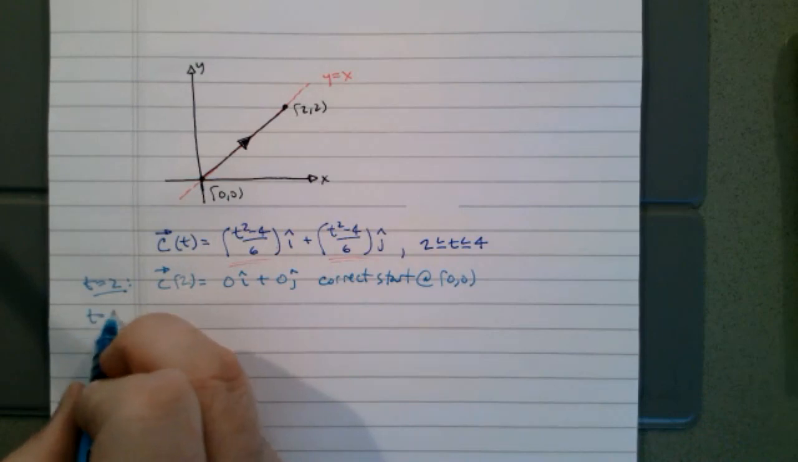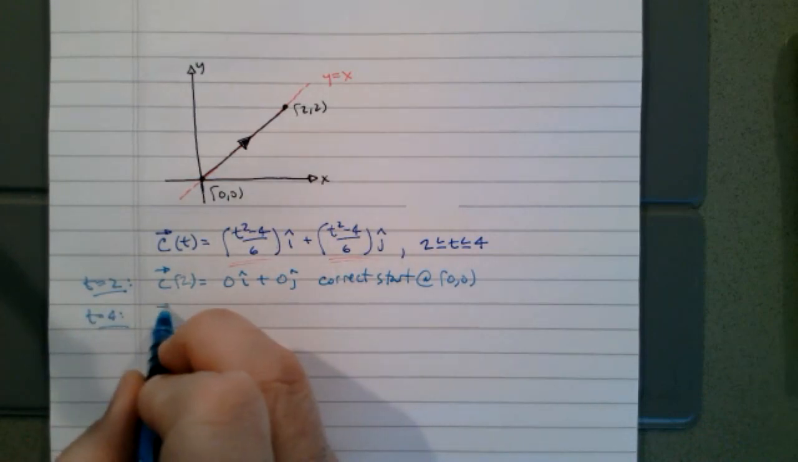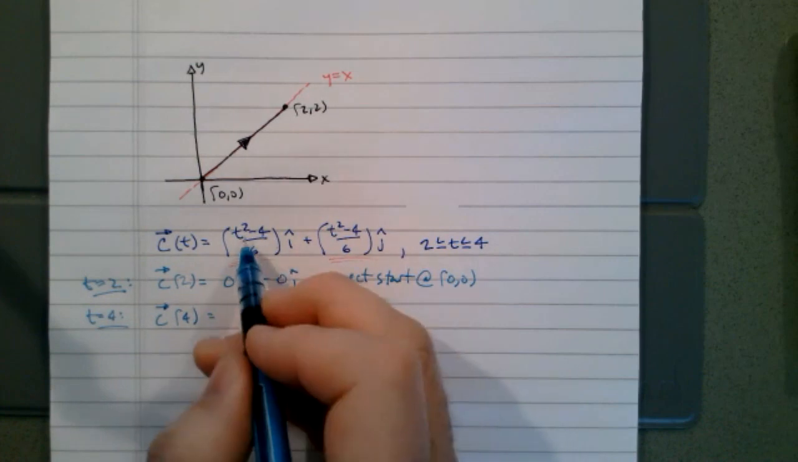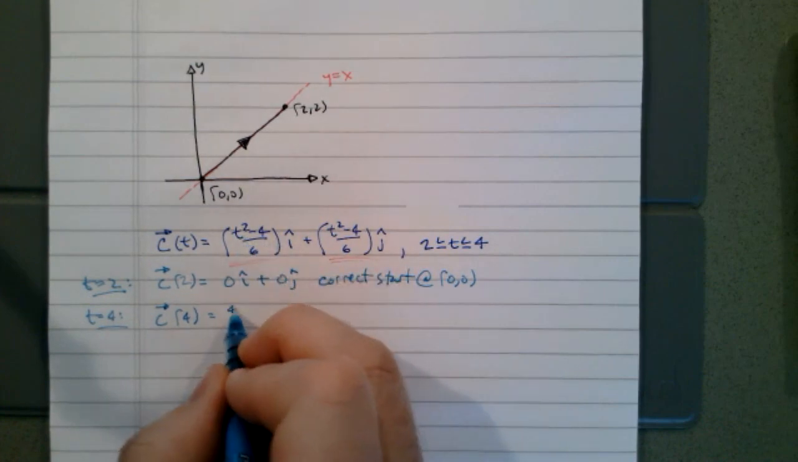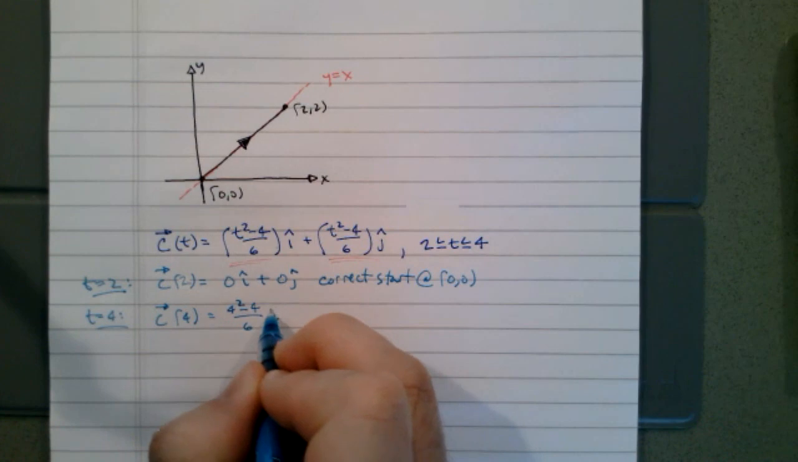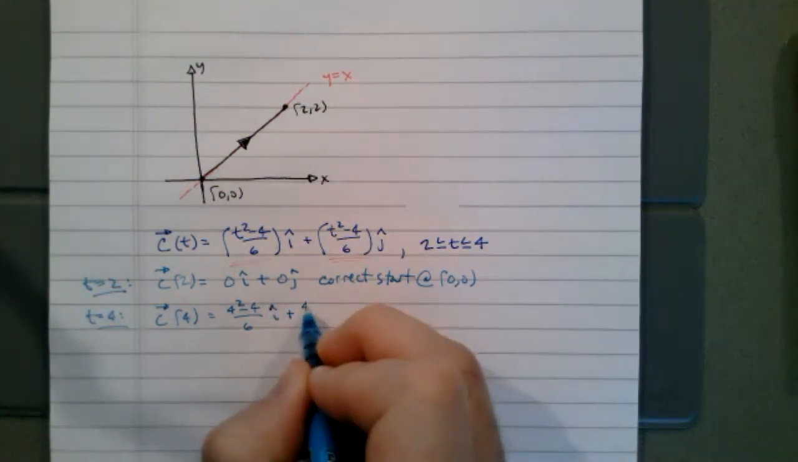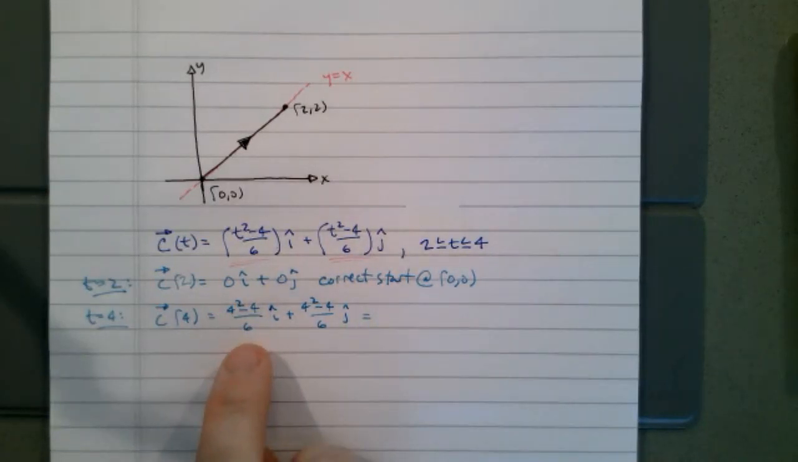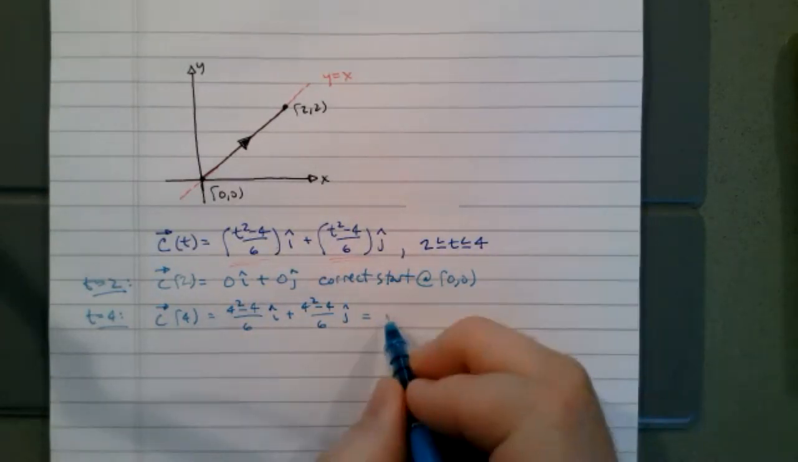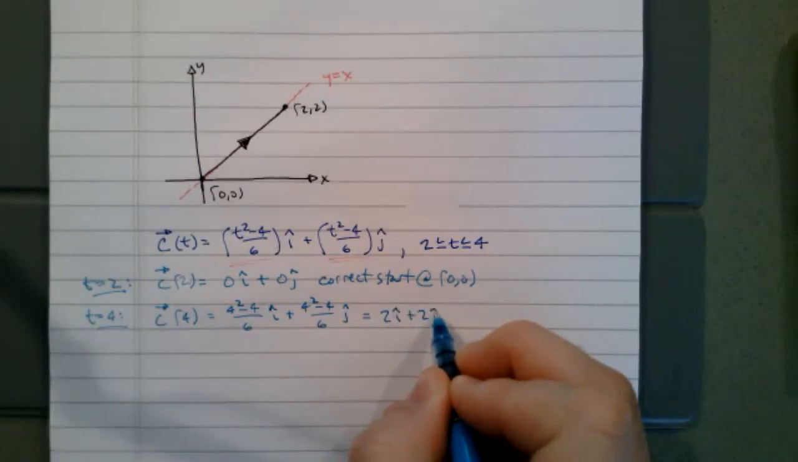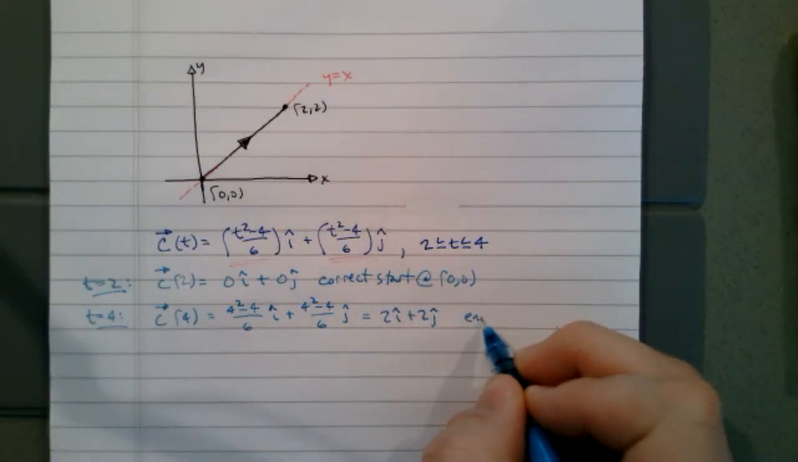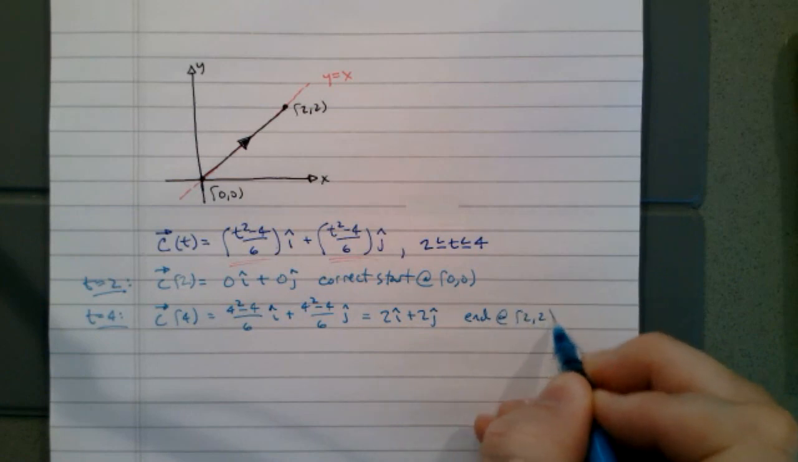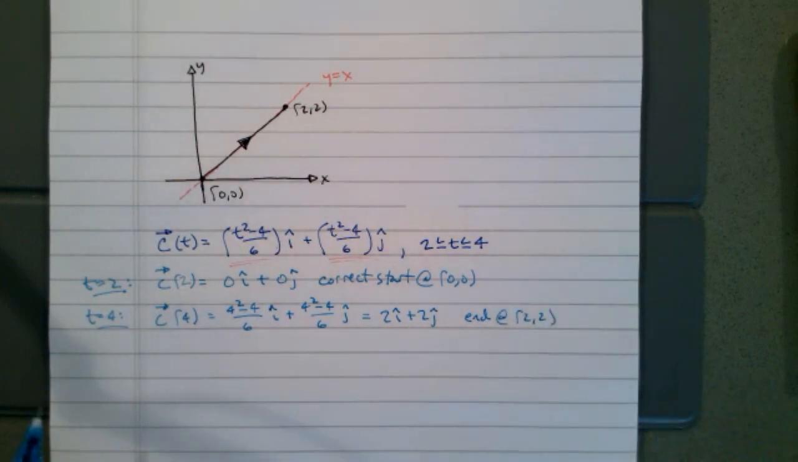And then when t is equal to 4, we get 4 squared minus 4 over 6i. And the same thing, 4 squared minus 4 over 6j. 4 squared is 16, minus 4 is 12, over 6 is 2. So we get 2i plus 2j. So we got the correct end at 2, 2. So you start at 0, 0, and end at 2, 2. So we're going in the right direction.